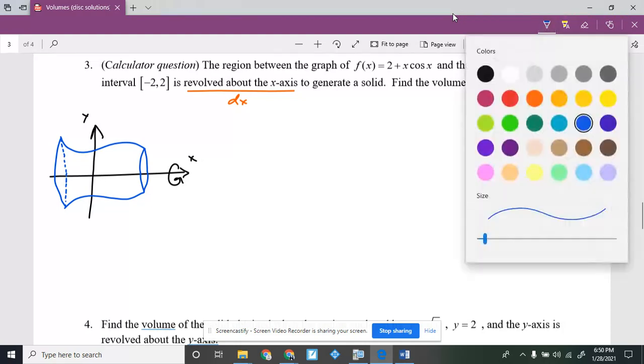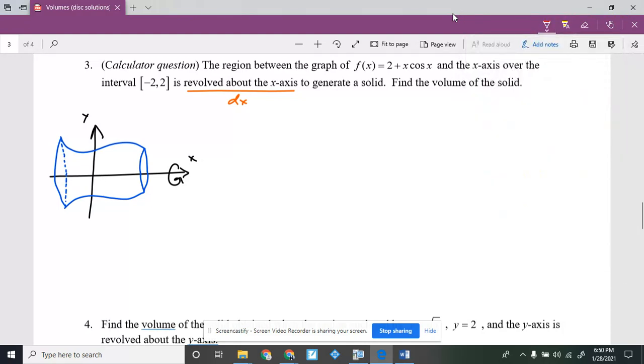Okay, so now what do I want to do? I want to draw a cross section perpendicular to the x-axis. I could draw it anywhere. Okay, I'm going to draw it right here. All right, so now what would it be? Would it be a disc or would it be a disc? It's a disc.